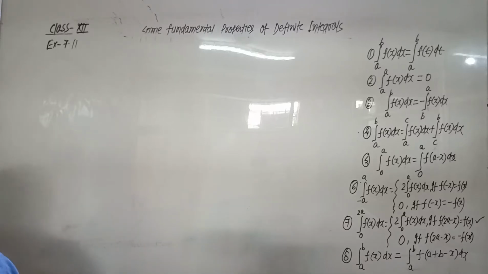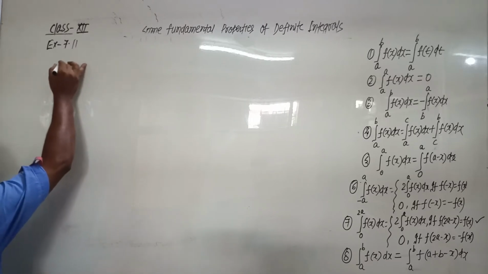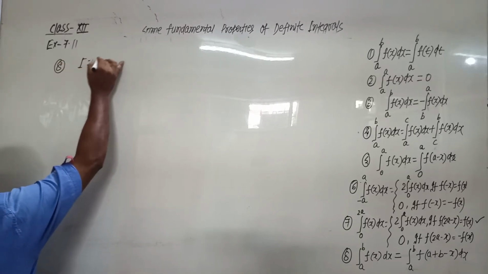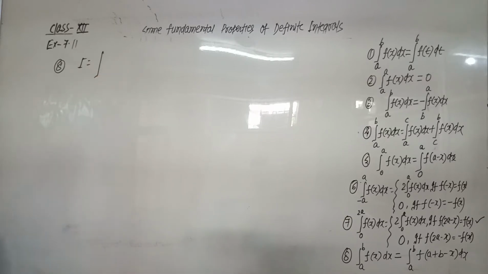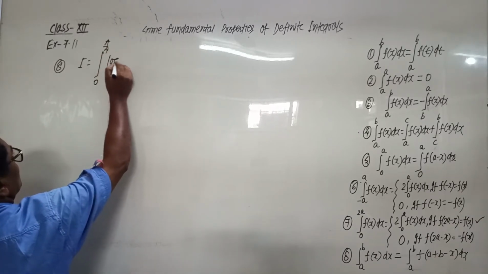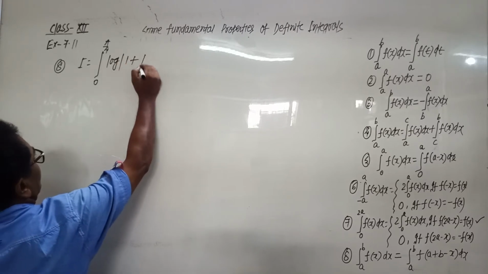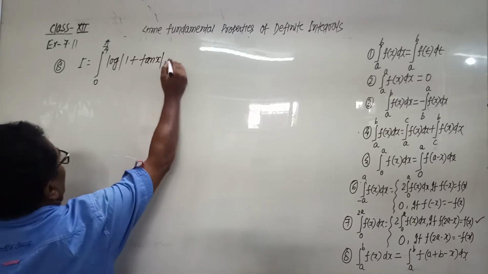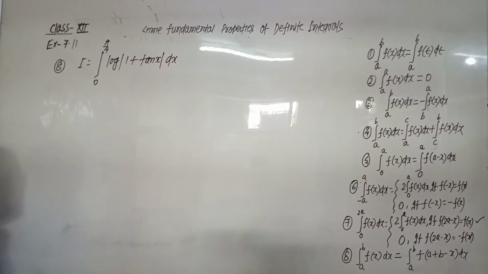We continue exercise 7.11. Let us see question number 8. Integration limit 0 to pi by 4, log 1 plus tan x dx.